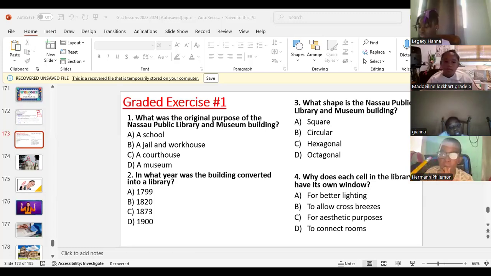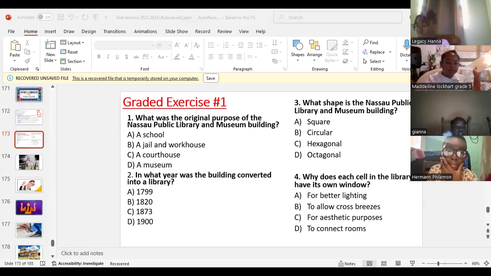Madeline, what number you on? I'm going to number 5. Okay, good. Excuse me, Miss Petite. My mom said track was canceled. Oh, track was canceled. Okay, so you could finish the rest. All right. Yes, sir.